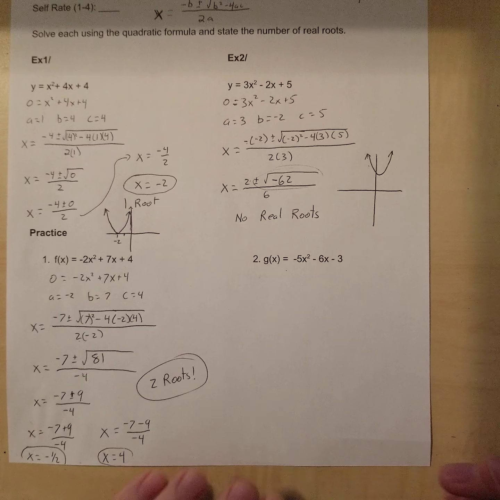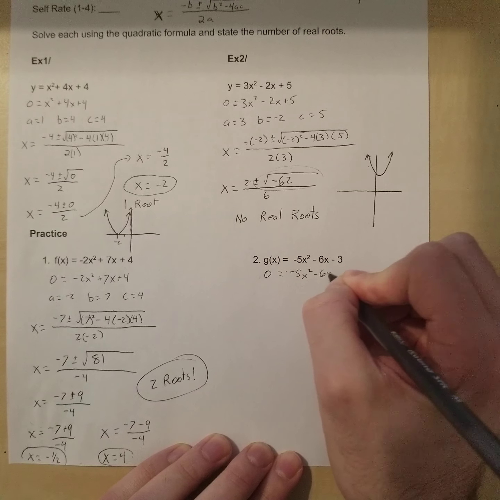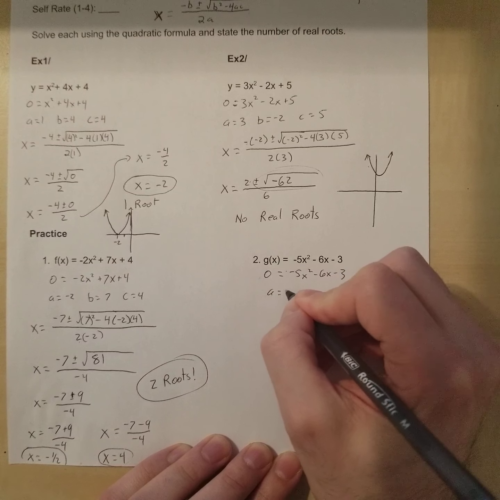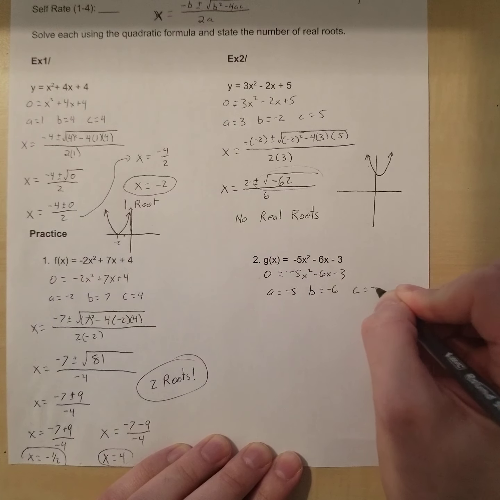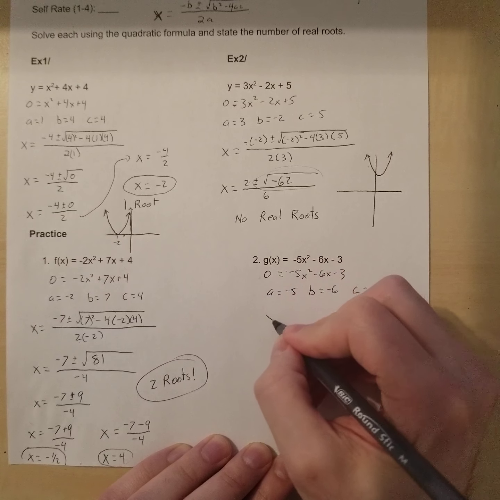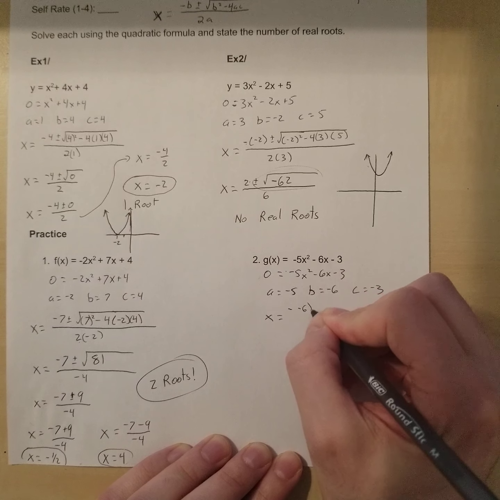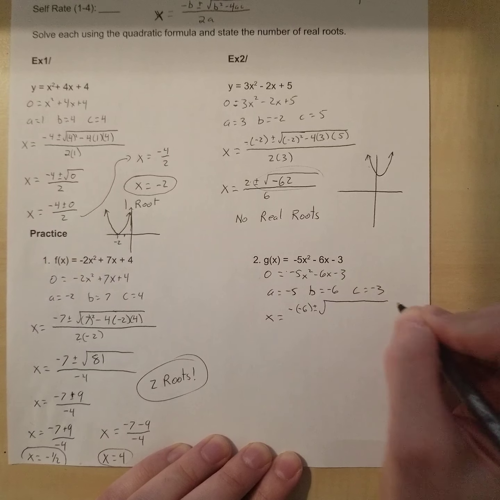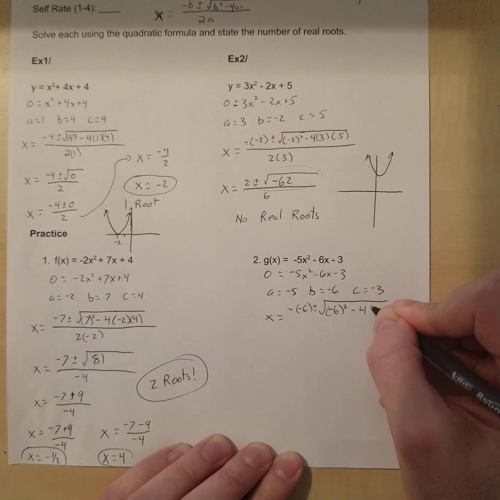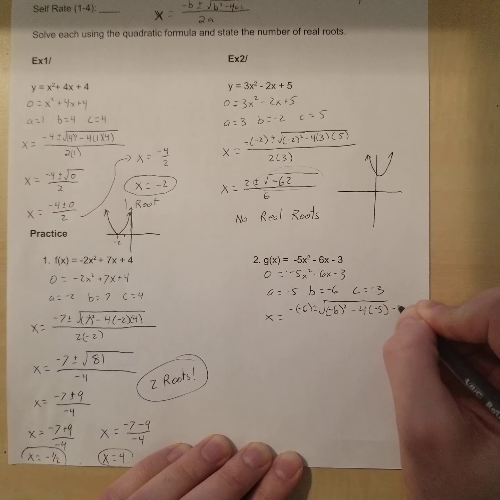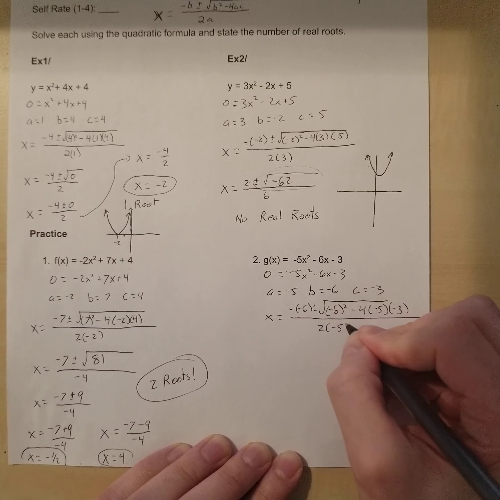All right, let's give number 2 a try. Set it equal to 0. Identify a, b, and c. Then we can substitute into the quadratic formula. So x is equal to -6 plus or minus the square root of -6 squared minus 4 times -5 times -3, all being divided by 2 times -5.